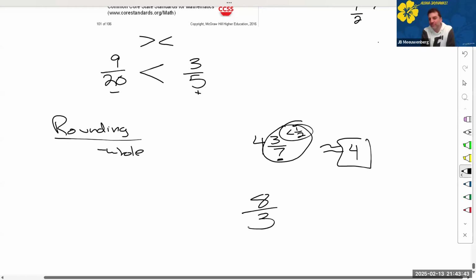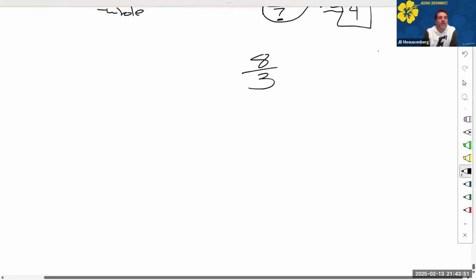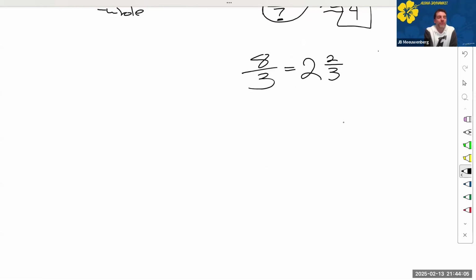This improper fraction of 8/3. Round that to the nearest whole number. So you might have first converted it to a mixed number. 3 can fit into 8 2 whole times with 2 left over, 2/3. Then we compare the 2 to the 3. The numerator is more than halfway to the denominator, and so this is going to round up. And so 2 2/3 will round to approximately 3.